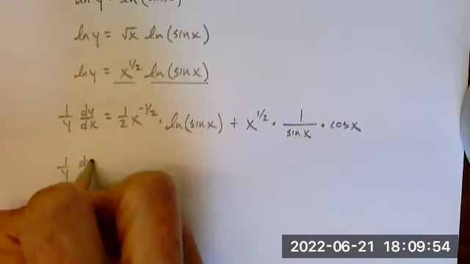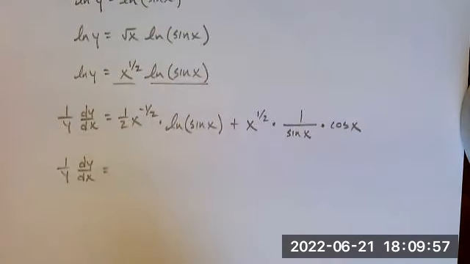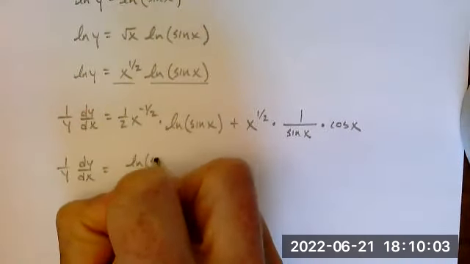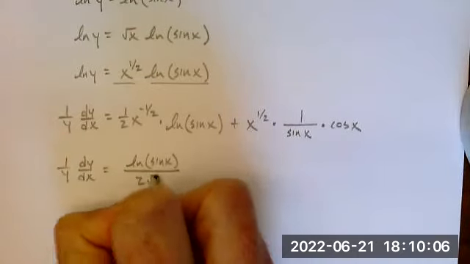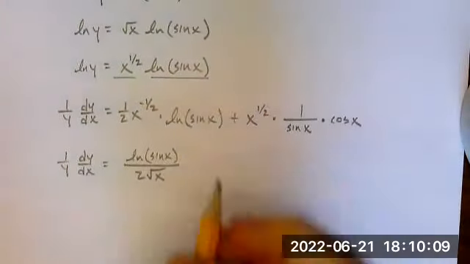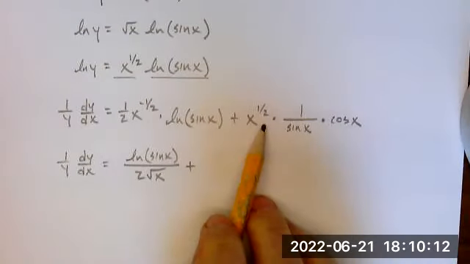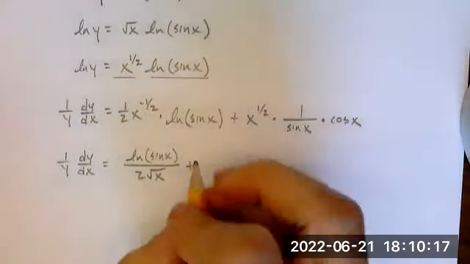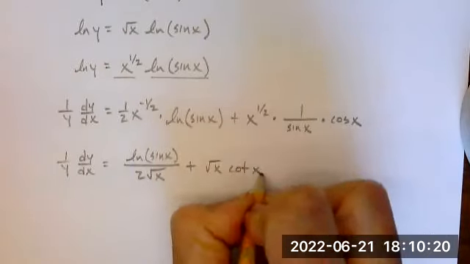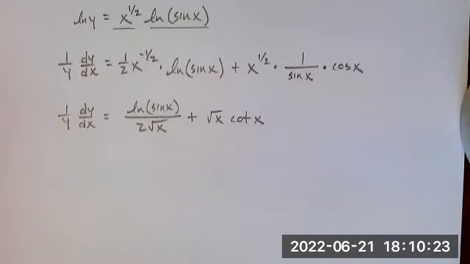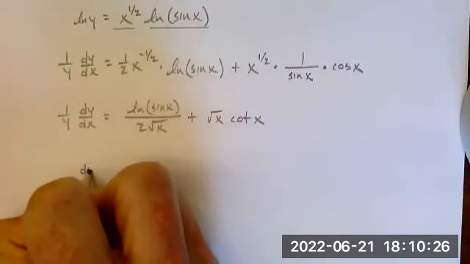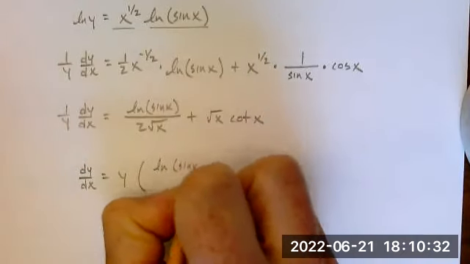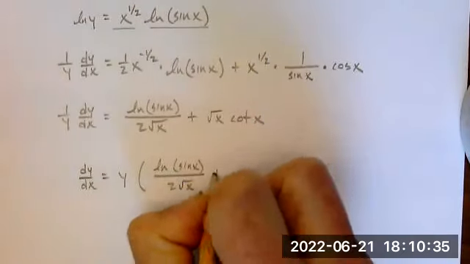I'm going to start to clean it up. Let's see here, this first part, I'm going to put these in the denominator. I'm going to say natural log sine x over 2 square root x. I kind of prefer it that way. Plus, and we've got a square root x there. You know what? Cosine on top, cosine x over sine x is cotangent x. I'm going to write it this way. Then we're going to multiply over the y, and we're getting really close to our answer.